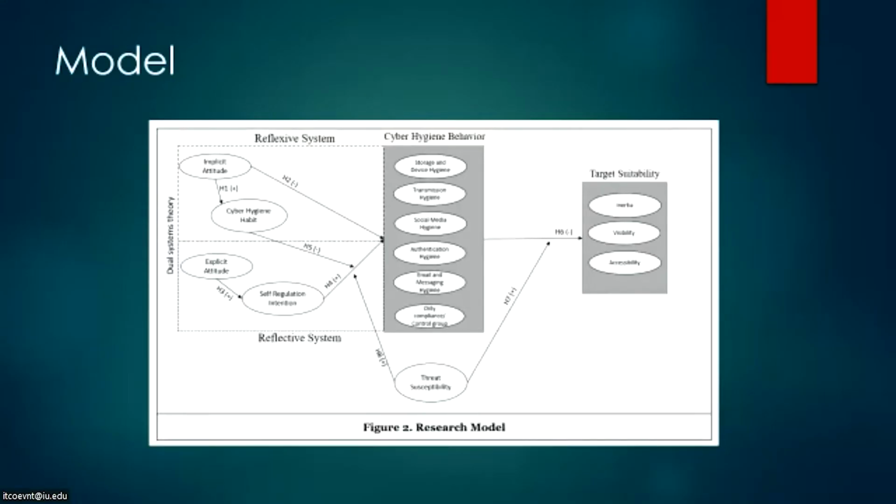There are two parts to it. The goal is to study how having an implicit or explicit attitude would make someone a more suitable target. It is very hard to capture cyber hygiene because there is a plethora of things in it. That is one of the challenges of this research, to capture cyber hygiene completely. There's not much literature about it, but this is my model.